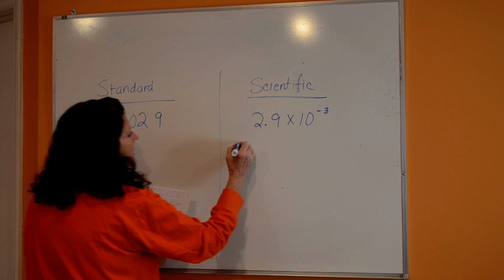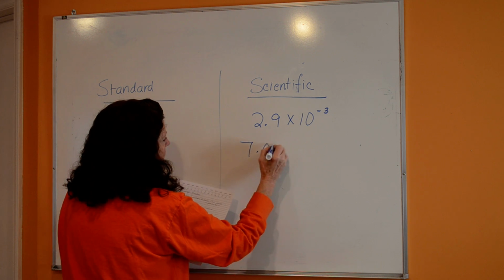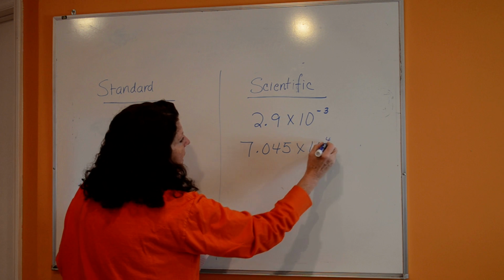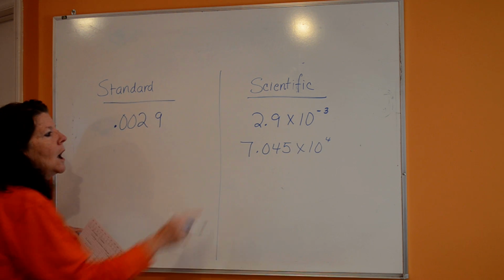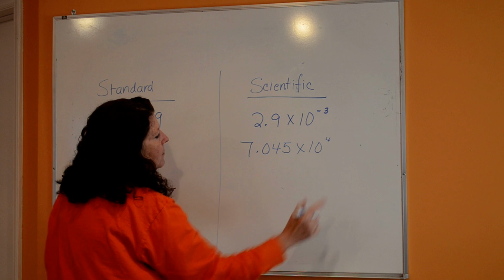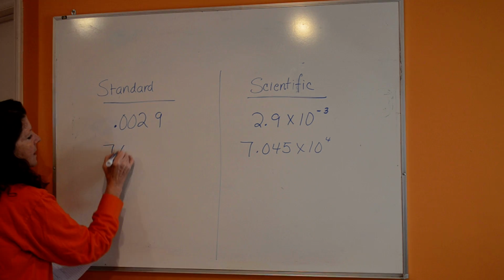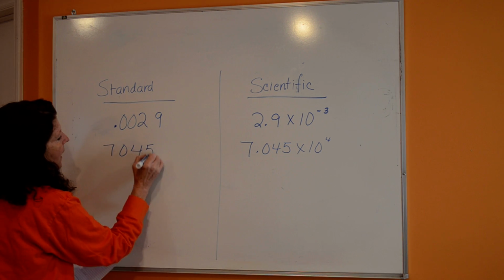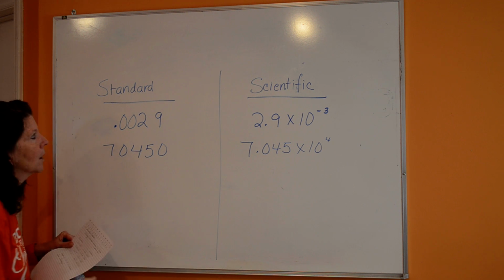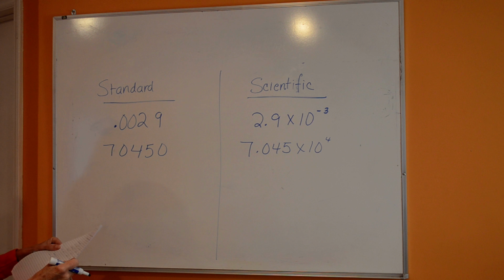Let's say I have this number, 7.045 times 10 to the fourth. Because that's a positive 4, I know I want to make this number bigger. So to do that, I'm going to move it to the right. So I have 70450. 1, 2, 3, 4. So that's in standard form.